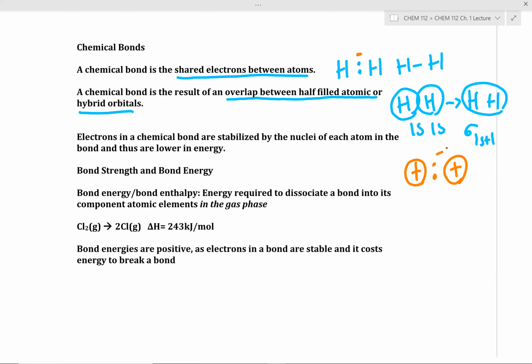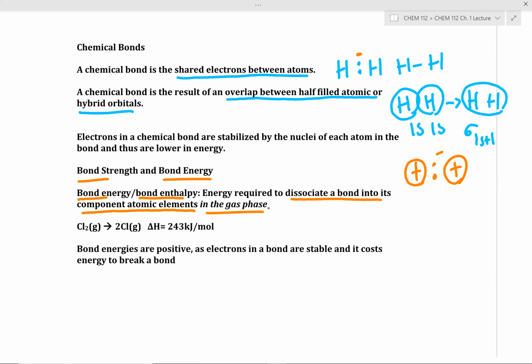Okay, now let's talk a little bit about bond strength and bond energy, since we can measure this using thermochemical techniques, just like we talked about in Chem 101. So bond energy, bond enthalpy is a really useful term for getting a sense of how much energy it takes to break a bond. It's the energy required to dissociate a bond into its component atomic elements in the gas phase. We're not going to worry too much about the specifics of why it's in the gas phase. It's just that these are the tabulated values associated with bond energy measured for a range of different compounds.